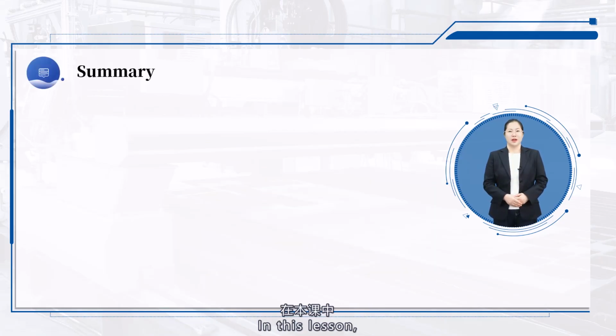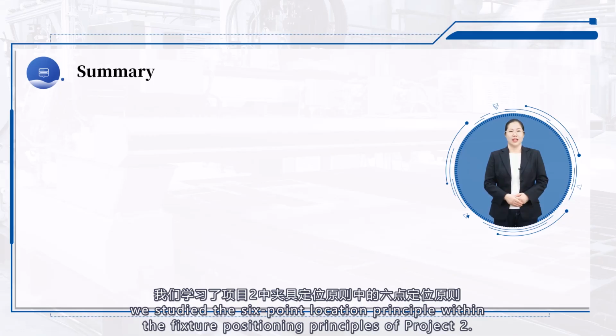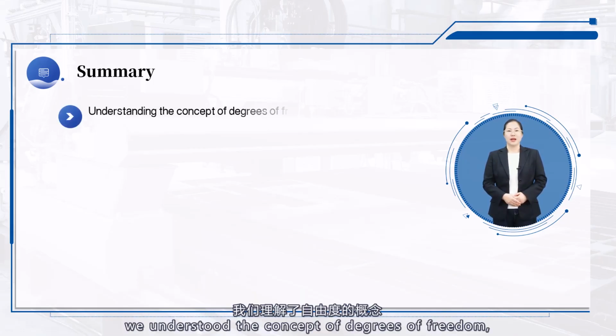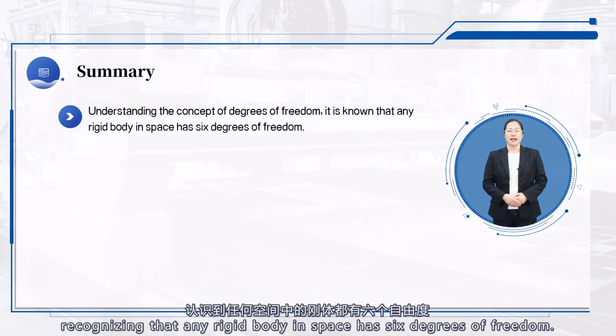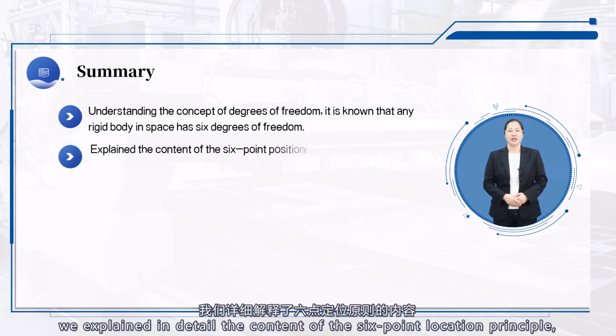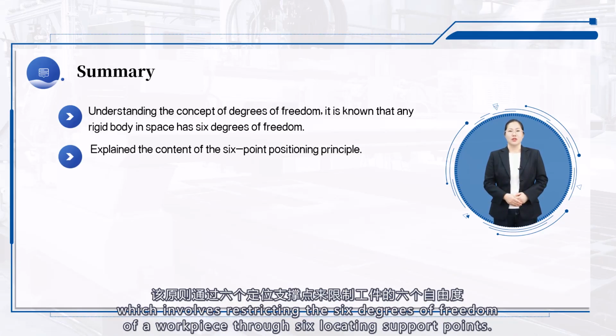In this lesson, we studied the 6-point location principle within the fixture positioning principles of Project 2. First, we understood the concept of degrees of freedom, recognizing that any rigid body in space has 6 degrees of freedom. Then, we explained in detail the content of the 6-point location principle, which involves restricting the 6 degrees of freedom of a workpiece through 6 locating support points.